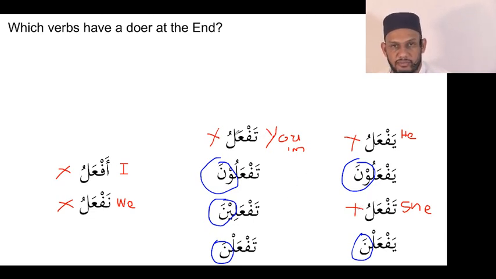Taf'alu, I must check if something is on the left. If nothing is on the left, there will be a "you" inside. Af'alu, check if something is on the left. If not, there will be an "I" inside. And naf'alu, check if something is on the left. If not, there will be a "we" inside. So that's the exercise to understand when you have to look to the left.